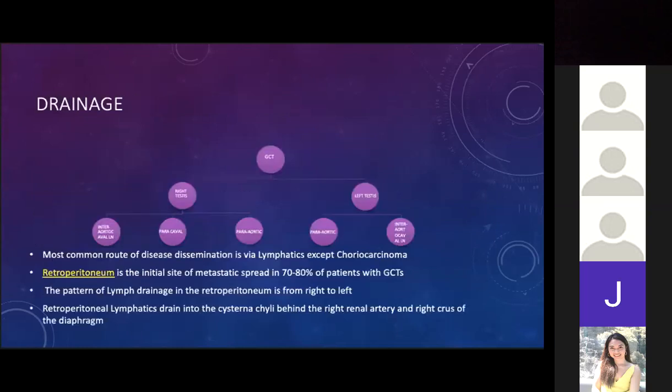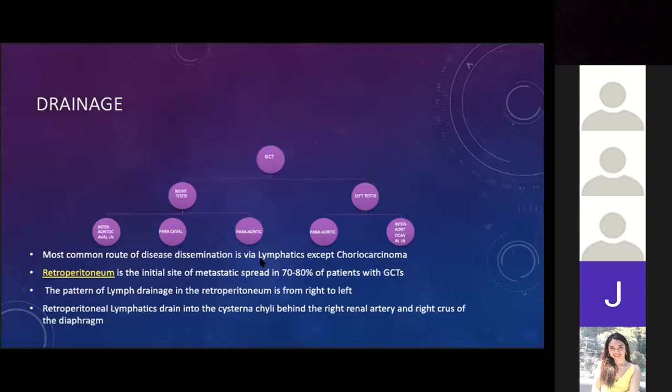So here is the drainage. As you can see here, for your germ cell tumors, for your right testis, the drainage would be your interaortocaval lymph nodes, your paracaval lymph nodes, and your para-aortic lymph nodes. For your left testis, it is your para-aortic and interaortocaval lymph nodes.